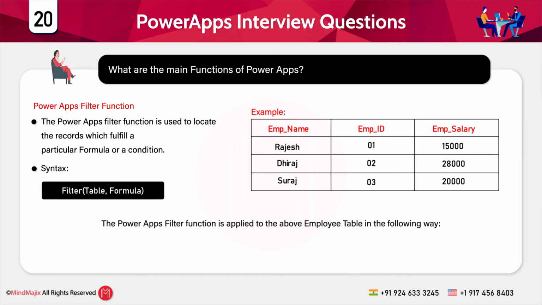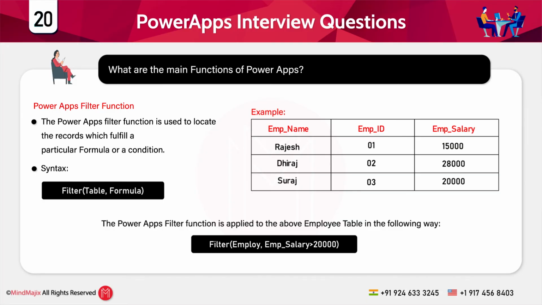Here we have to apply the Filter function. What are we trying to search here? Here we want to search those employees who have salary more than 20,000. To find out those employees, we will just write Filter, and here we will mention the table name and then the condition. Here we have mentioned EMP salary greater than 20,000.